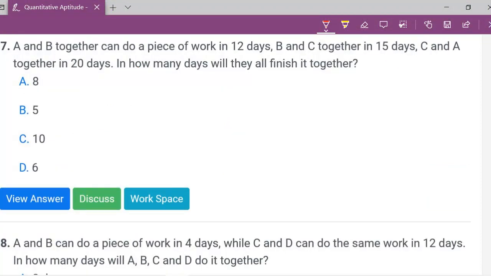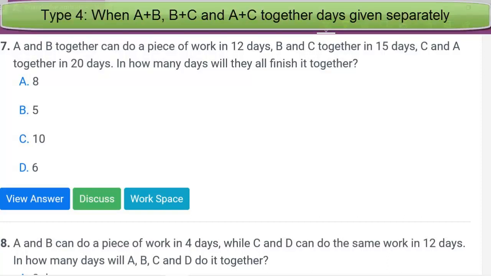So let's go to another question. This question says A and B together can do a piece of work in 12 days. B and C together can do it in 15 days. C and A together in 20 days. In how many days will they all finish the work together?